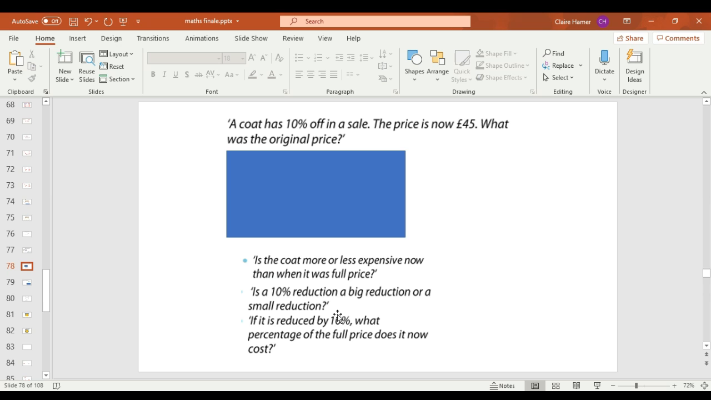So there are some questions that you might want to think about. Pause the video and just think about, is the coat more or less expensive now than when it was full price? Is 10% a big reduction or small? So if it is reduced by 10%, what percentage of the full price does it cost now?